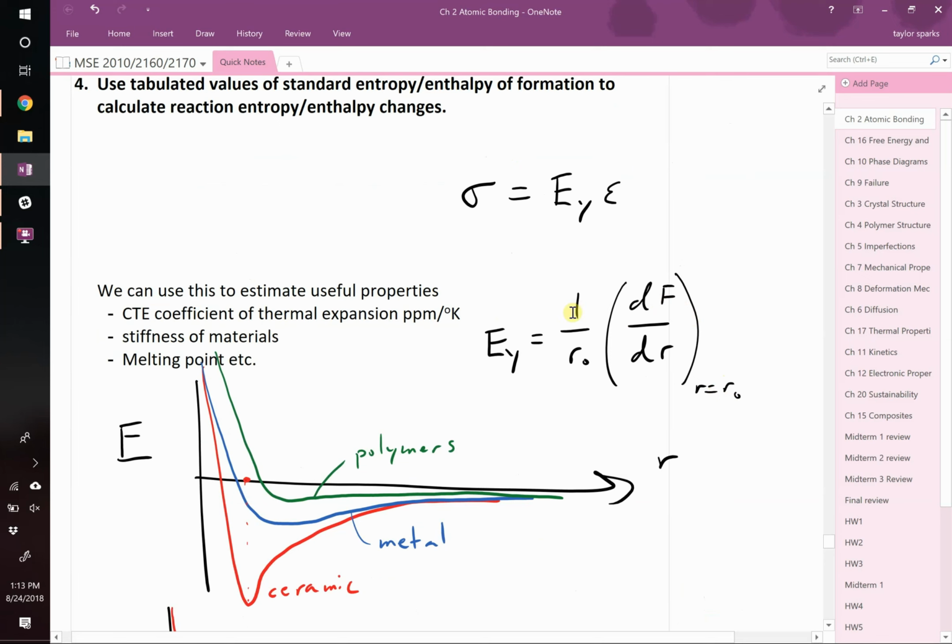And I think that's pretty shocking that that actually works. That from basic atomic interactions, we can figure out three wildly different properties: melting point, how it expands with temperature, and stiffness, right? And there's even more things you can do, but this is all we're going to talk about in this class right now. Any questions before we move on?